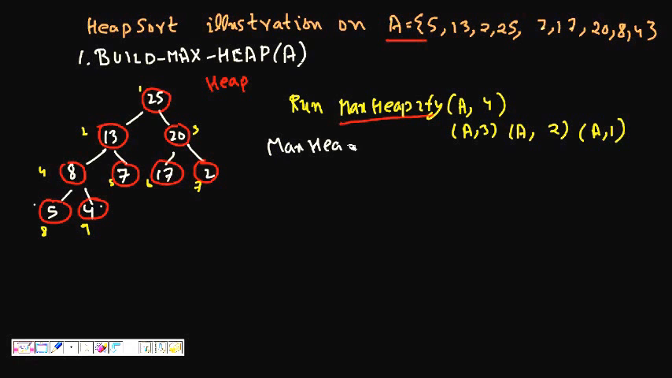Okay, so now what is sorting? Sorting is basically arranging in descending order, that is from maximum to minimum, or in ascending order. So in a max heap, what we know is that the root element, that is 25, is the maximum element in this array, in this heap.